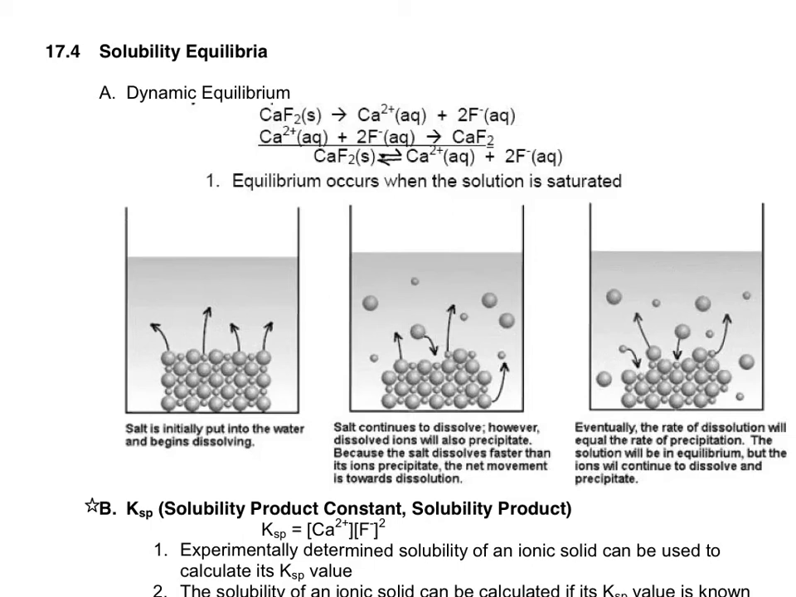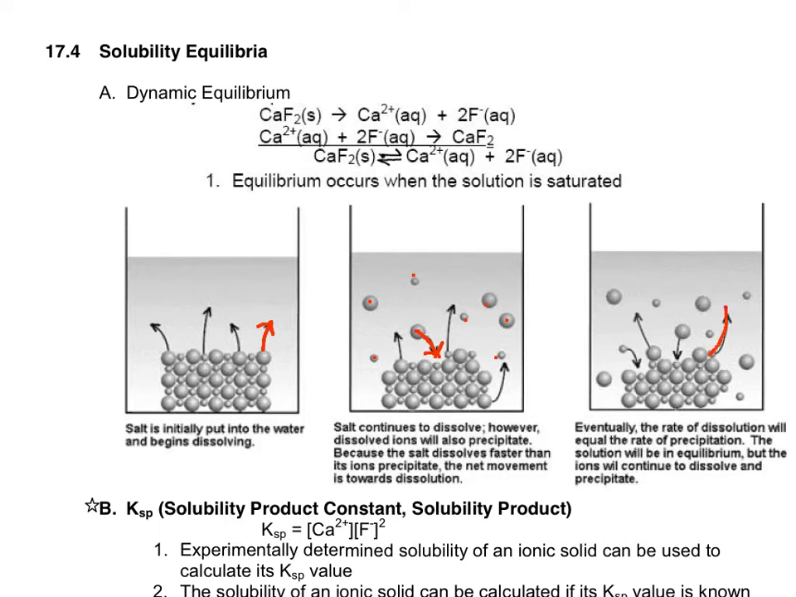When you take a soluble solid and put it into water, it immediately starts to dissolve. However, as more and more ions form from the dissolving solid, they start to interact with each other more and more often, and at some point they start to form the solid back into that precipitate.